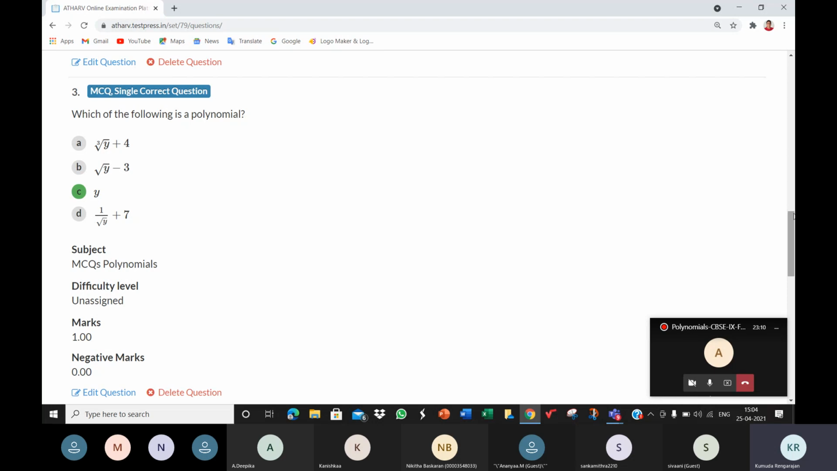What about the last one, Deepika? Pranav, ma'am, can I say? Yeah, please tell me. Ma'am, root y, if it goes up, it will become y power minus 1 by 2, ma'am. Perfect. Plus 7. Minus 1 by 2 is not a whole number. Yeah, it's not a whole number. And hence, the last option is also not a polynomial.